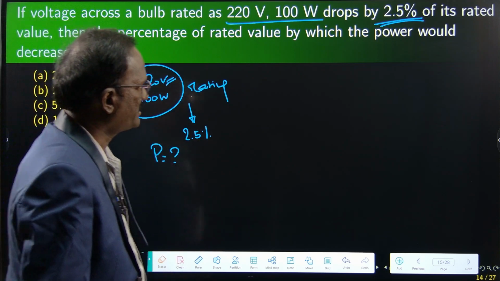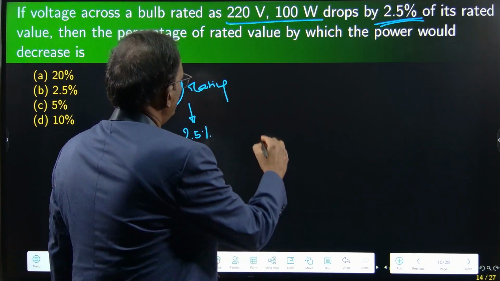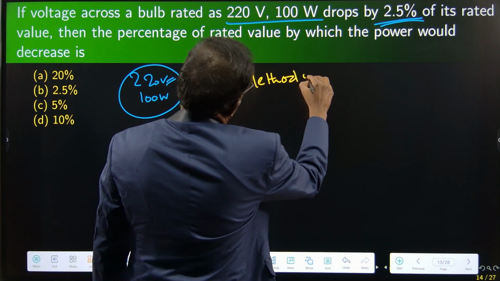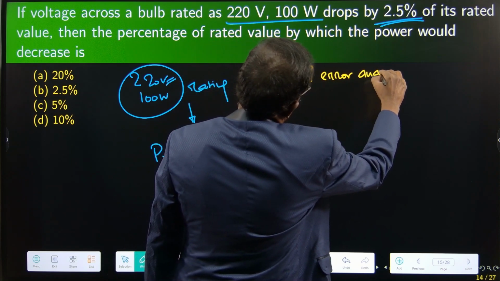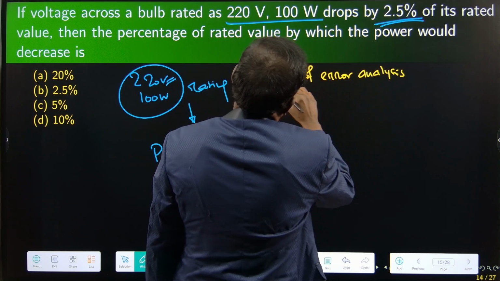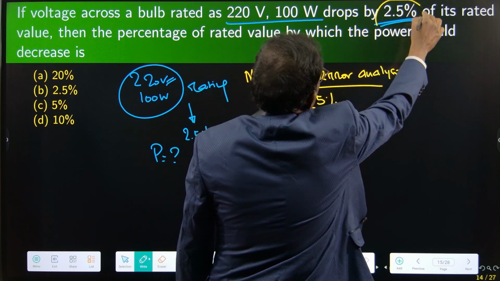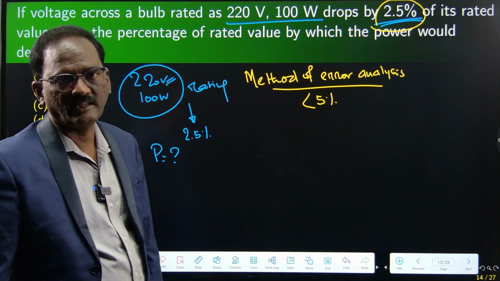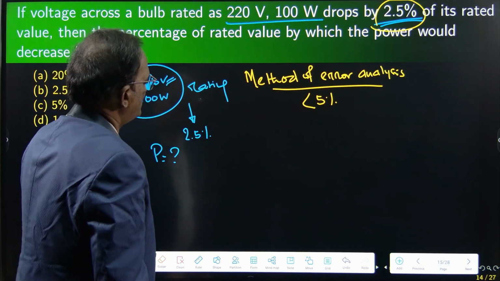So the change is 2.5%. In such problems we can use the method of error analysis. If the change is less than 5%, we can directly apply the method of error analysis. So 220 volts, 100 watts, the voltage is changing.